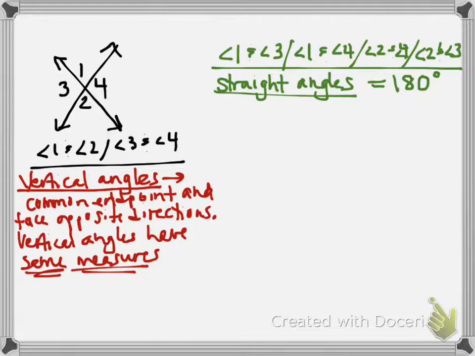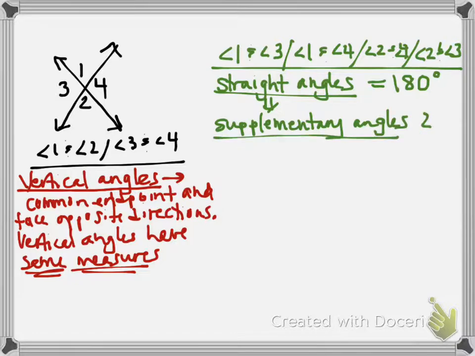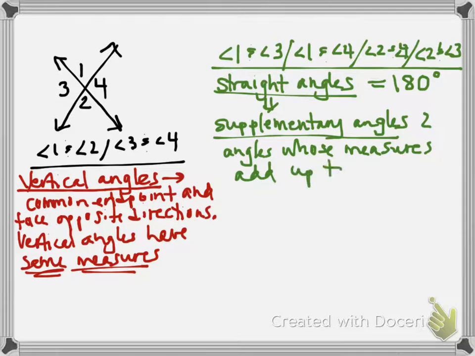What kind of angles are angles that form straight angles? What does it say? Supplementary. So straight angles are supplementary angles. And supplementary angles are two angles whose measures add up to 180 degrees.